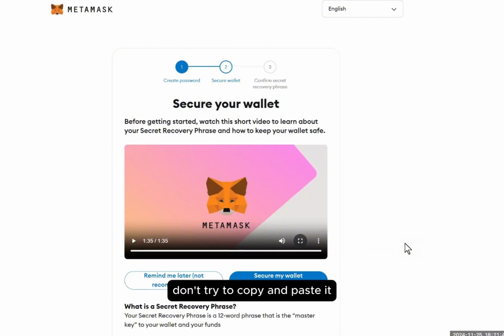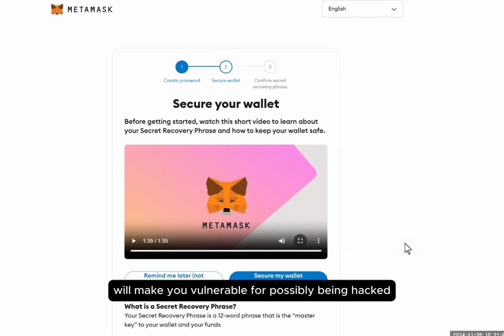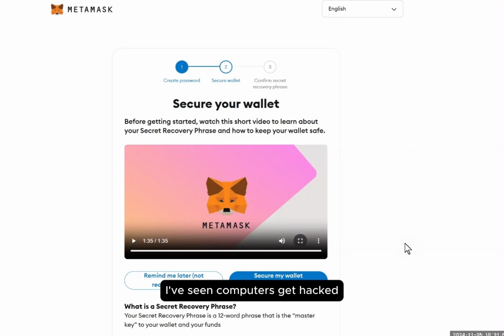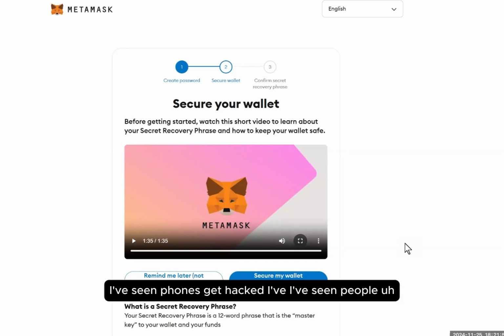Don't try to copy and paste it and email it to yourself. Don't try to send it to yourself. Anything that you do with it digitally will make you vulnerable for possibly being hacked in the future. I've seen iClouds be hacked. I've seen computers get hacked. I've seen phones get hacked. I've seen people not even get hacked and still are vulnerable to people being able to get into their wallets.